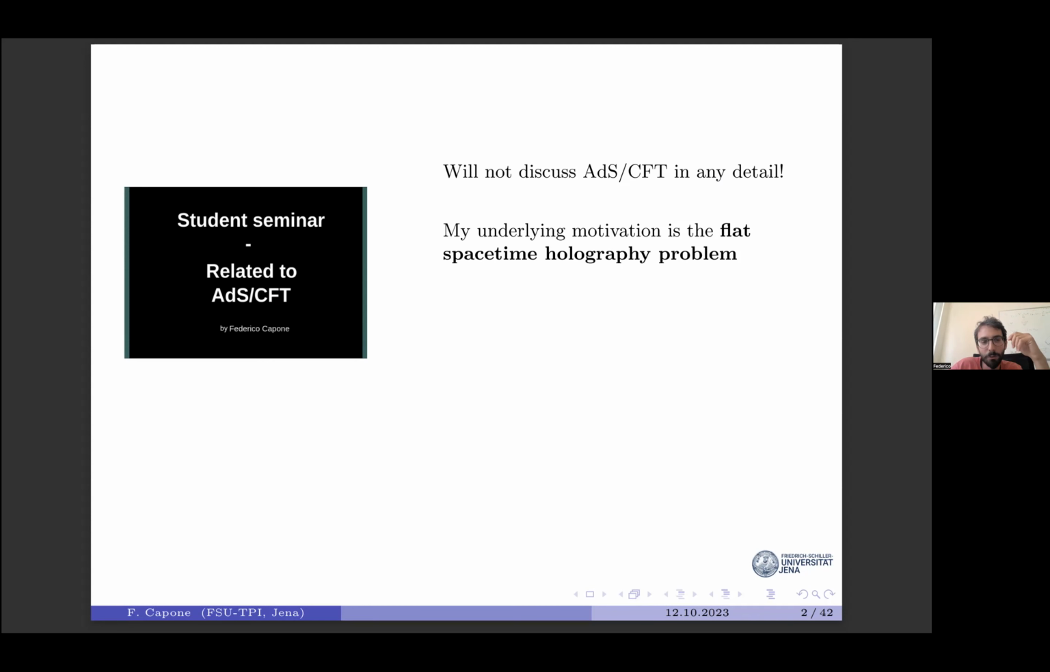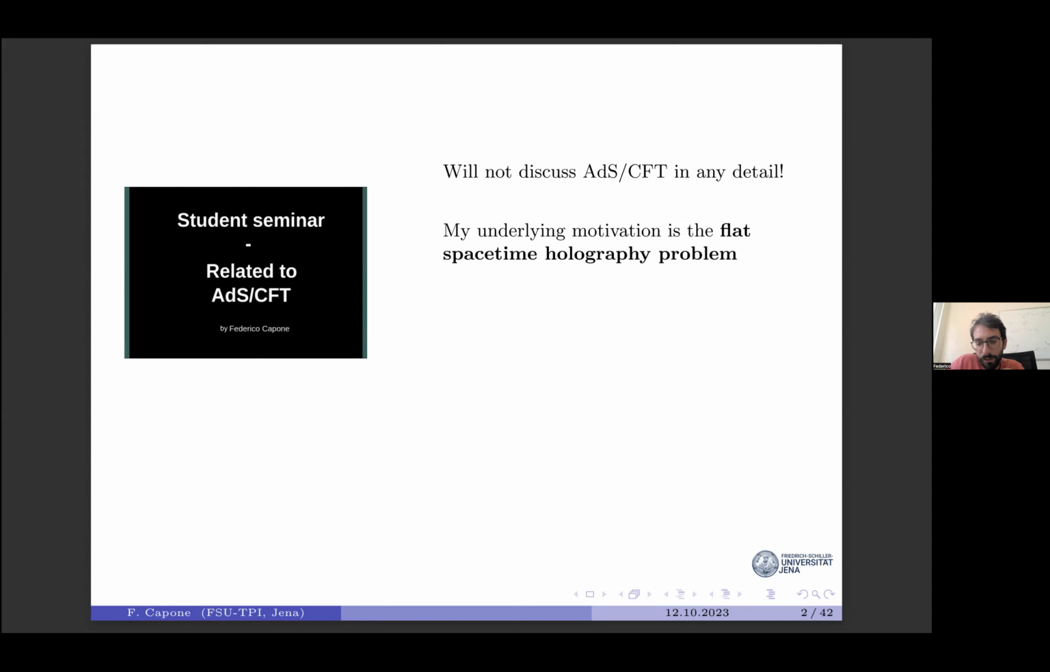Despite this, it's not so wrong to say that the seminar is related to ADS-CFT, because I will try to make it clear that my underlying thoughts when trying to extend holography beyond ADS-CFT go deeply into the mechanism of ADS-CFT, trying to understand how or whether such a mechanism also extends to other kinds of holographies, in particular flat spacetime. This is my main motivation.